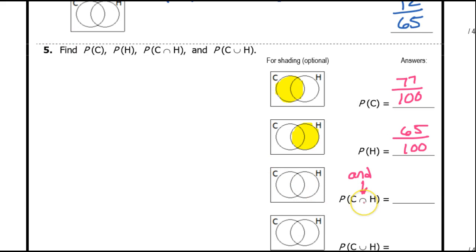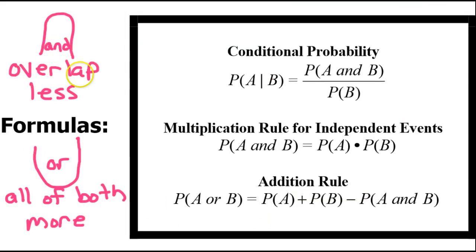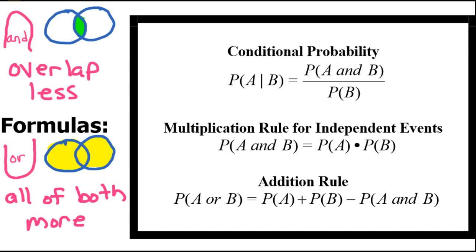So this is an AND problem. As I mentioned, AND is the overlap between the two sets. You know what, I should add one more thing to this. When you're doing an AND problem, Venn diagram wise, AND is overlap, so we're looking for this portion of the Venn diagram. When we say OR is all of both, we're talking about this portion of the Venn diagram. So you can see why AND is less and OR is more.